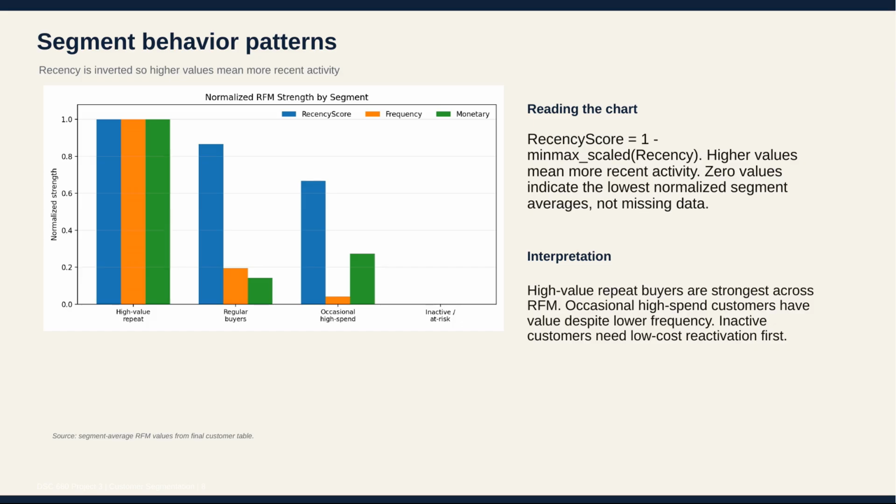This slide is where the behavioral meaning becomes clearer. Recency is inverted into recency score for visualization because raw recency can be confusing. Normally, a higher recency value means the customer bought longer ago, which is worse. In this chart, higher is better across all 3 metrics. More recent activity, more invoices, and higher spend. That makes the high value repeat segment stand out clearly.